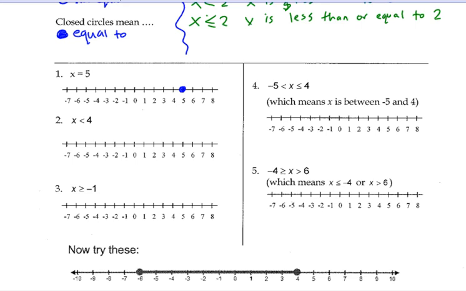Okay, next guy. How would we read this? X is less than 4. So less than is what direction? So it's an open dot because it doesn't have an equal to symbol at 4. And less than, is that going to be the left or the right? The left. Less than is the left. Right, so we're going to the left.